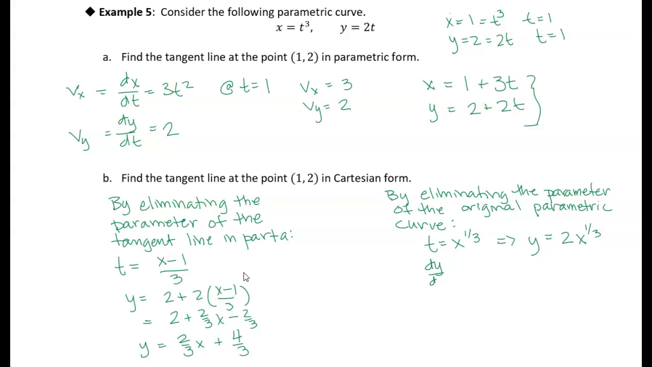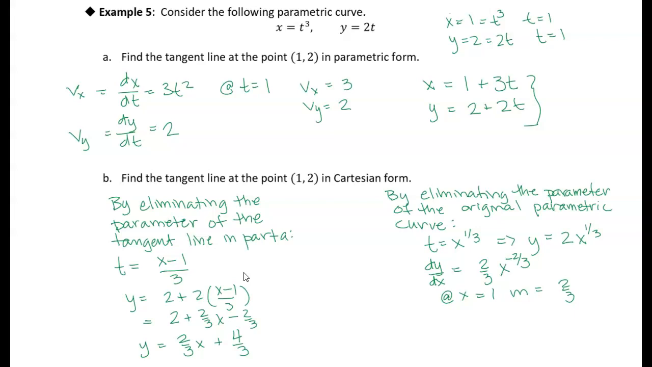So let's find dy/dx. I'm going to differentiate the x to the 1/3, so I get 2/3 x to the minus 2/3. I'm just going to drop the 1/3, take it times 2, and then subtract 1 from the exponent. So that's the slope. Then at x equals 1, the slope, which is dy/dx at 1, is just going to be 2/3. Which is good, that's the slope I got in the other one.